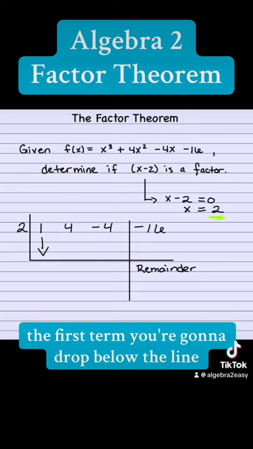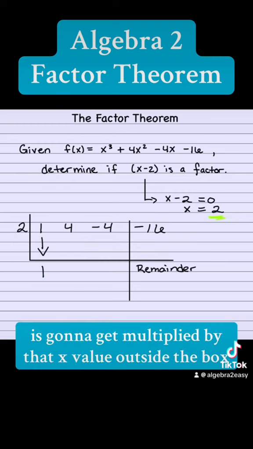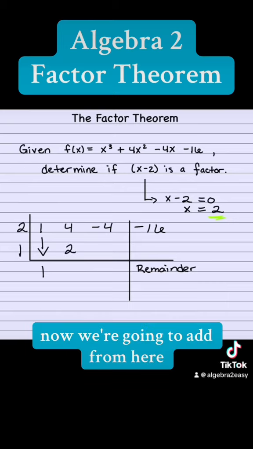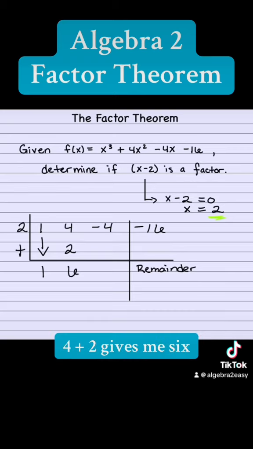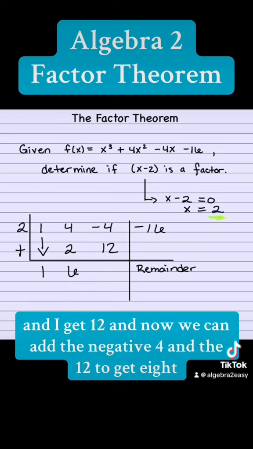The first term, you're going to drop below the line. Any number below the line is going to get multiplied by that x value outside the box. So 1 times 2 is 2, and I'm going to list that underneath my next coefficient. Now, we're going to add from here. 4 plus 2 gives me 6, and then I can multiply the 6 by the 2 outside the box, and I get 12. And now we can add the negative 4 and the 12 to get 8.